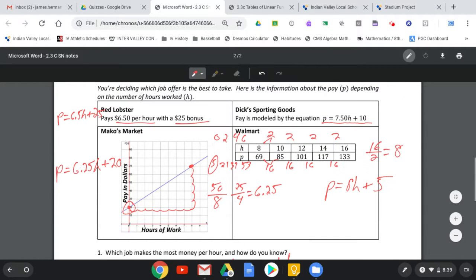Okay. You guys. Red Lobster. You guys. Dick's Sporting Goods. You guys. Mako's. You in the back. Walmart. Quickly, go. How much? How many hours? 40 hours. You have a 40-hour week. How much did you make? Go. You've got to plug it in for hours, right?